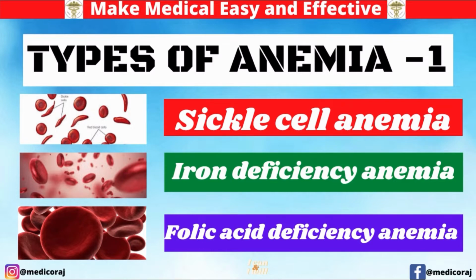In this video I will discuss sickle cell anemia, iron deficiency anemia and folic acid deficiency anemia, and what is the difference between all these three. I will also discuss the causes of these types of anemia, symptoms, treatment, histopathology and investigations like blood test, bone marrow examination, peripheral smear and transfusion if required.